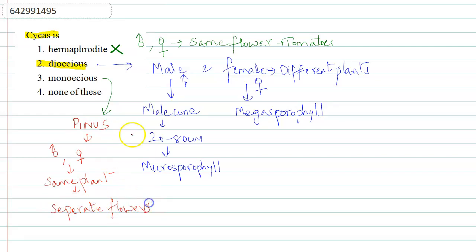Now in the hermaphrodite, what we saw? In the hermaphrodite, the male and female reproductive organs are present on the same plant and on the same flower. But in the monoecious condition, they are present on the same plant but on separate flowers. But in a dioecious plant, they are on two completely different plants. That is, the male plant is different and the female plant is different. So the Cycas, a gymnosperm, is dioecious because it has the male and female cones on two different plants.